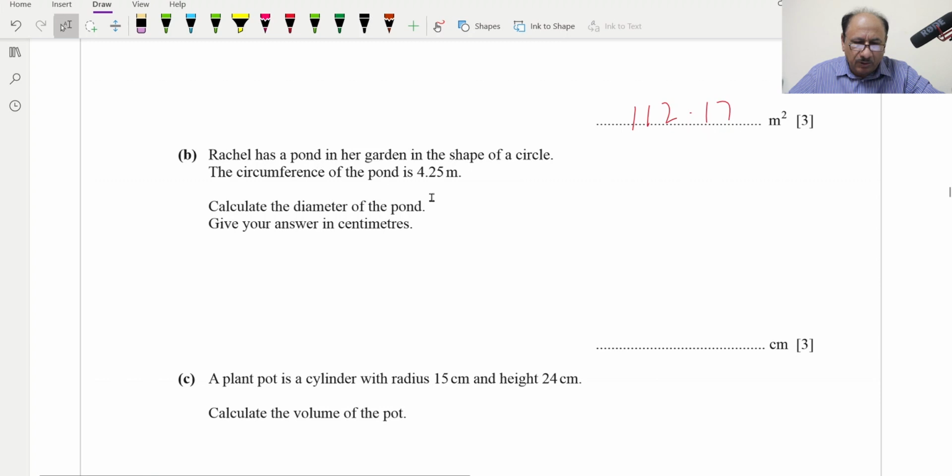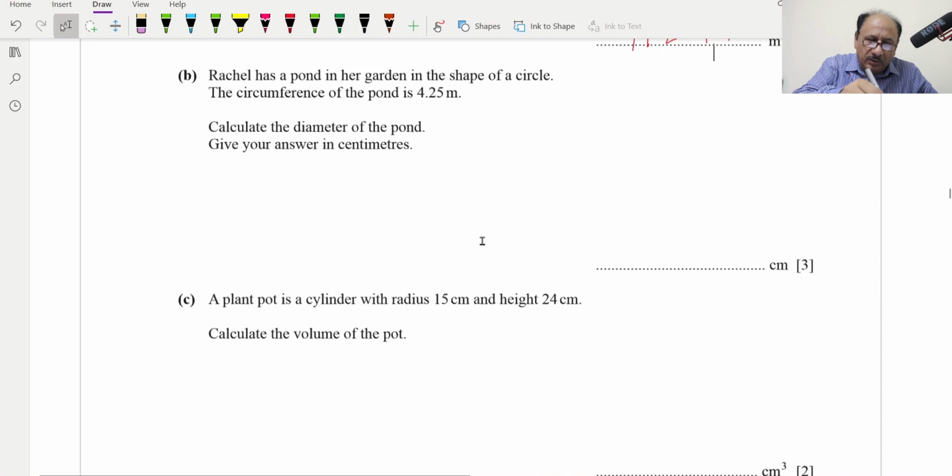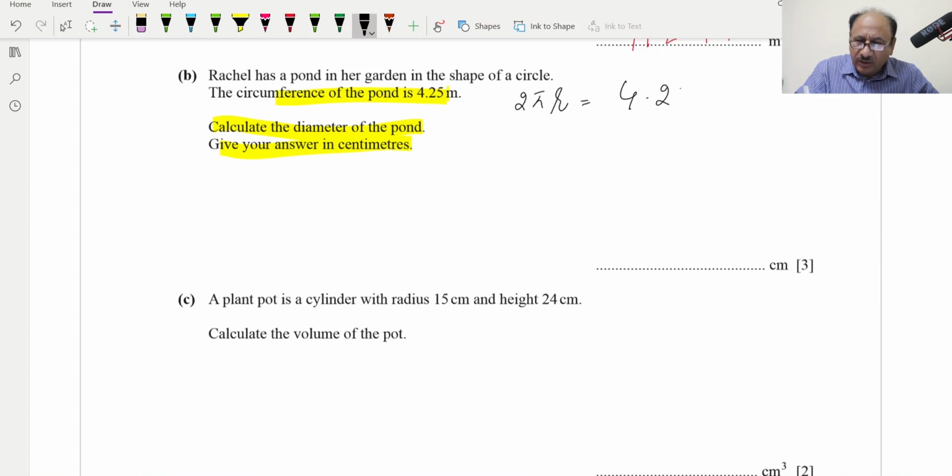Then Rachel has a pond in her garden in the shape of a circle. The circumference of the pond is 4.25 meters, and we have to calculate the diameter of the pond. The answer should be in centimeters. So circumference we know is equal to 2 pi r. 2 pi r is equal to 4.25, which is given, but this is in meters, so we can multiply by 100 to convert into centimeters.